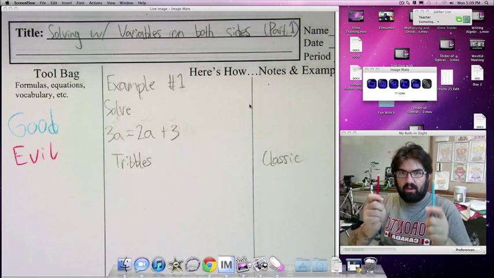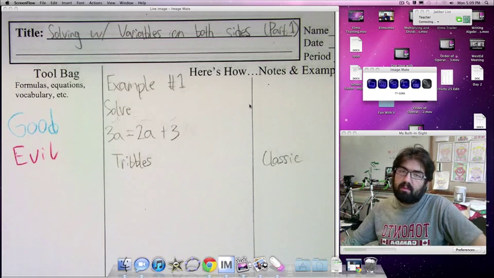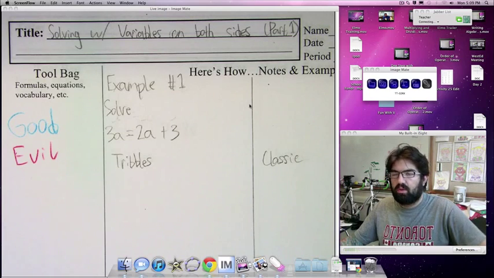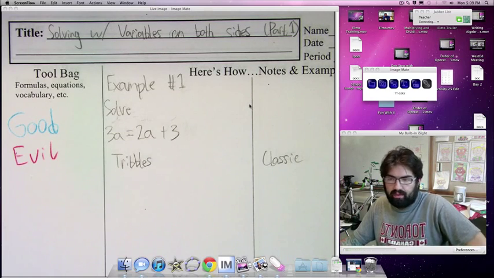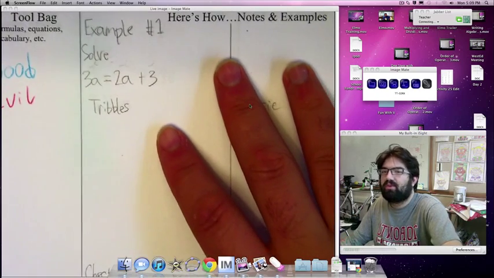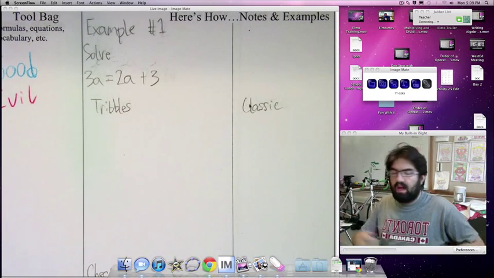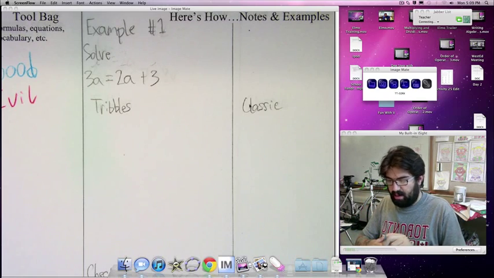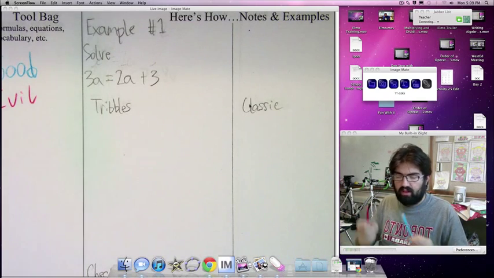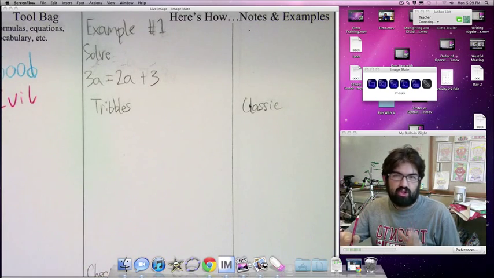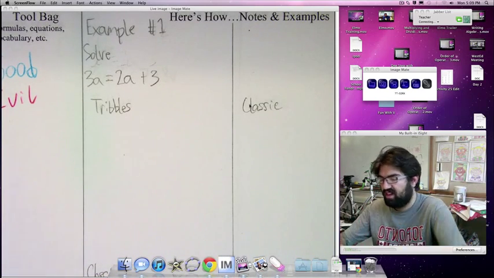I do have my good versus evil. I am going to show a triples method with this for the first two examples, and then the third example we'll talk about when we get to it. So for the first example, I have 3a equals 2a plus 3. I'm going to show that with my pencils. I'm going to use good for this, evil for this. And we even have good and evil boxes, but I'm pretty sure we can just use good boxes for today.